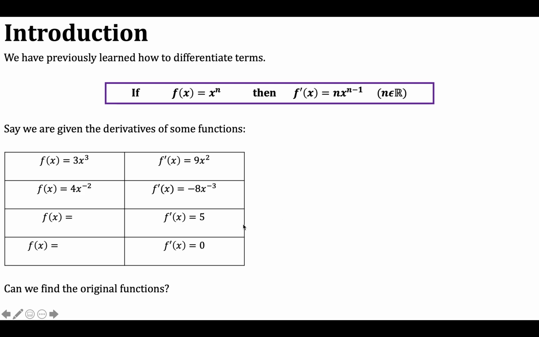The next one, the derivative is 5. So that means that the original function must have been 5x. And here, the last one, the derivative is 0. So that means that the original function must have been a constant term. So any constant differentiates to give us 0. So we've managed to find these original functions.